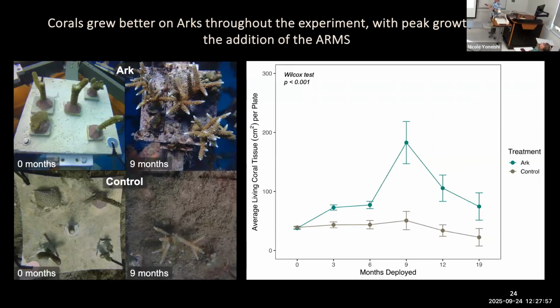They also grew better. You can see pretty clearly from these photos on the left that in a 9-month period, the corals on the arcs looked pretty stoked to be alive, and the corals on the control sites looked pretty not stoked to be alive. And we see that reflected in these growth values here, where we have average living coral tissue per plate. We see a pretty intense spike in the arcs' growth, but not nearly as much at the control sites.